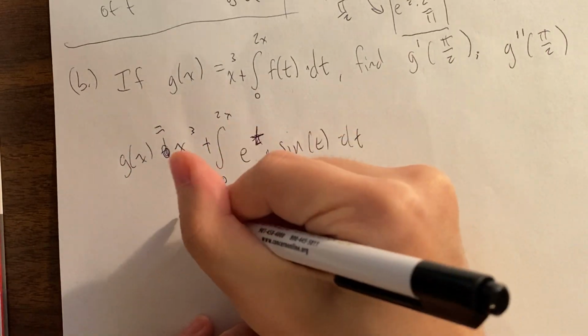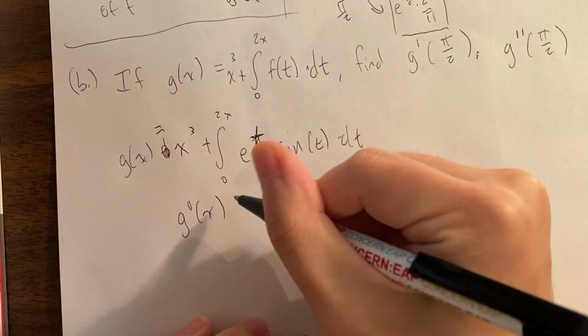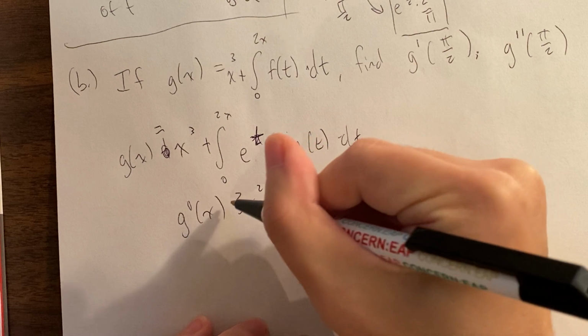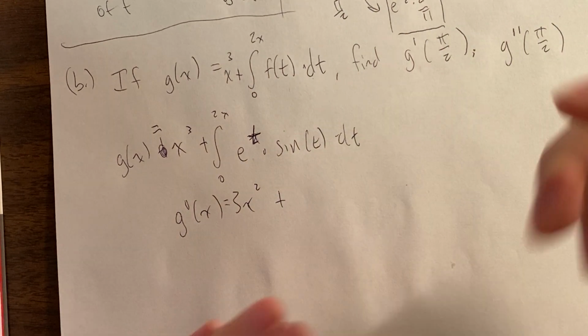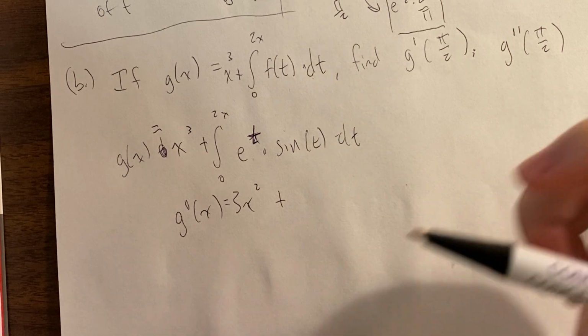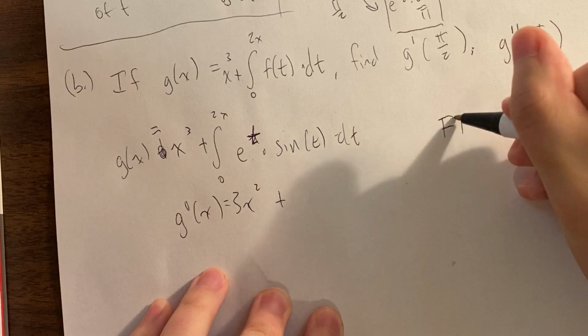So now we're going to take the derivative. The first part of the derivative is pretty easy. It's just 3x squared. And then here we have the fundamental theorem of calculus. I call it the second half of the fundamental theorem of calculus. Basically, what happens when you take a derivative of an integral.